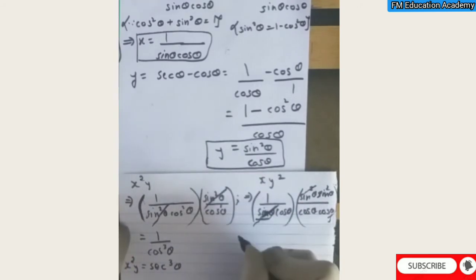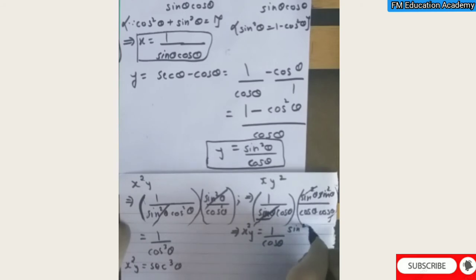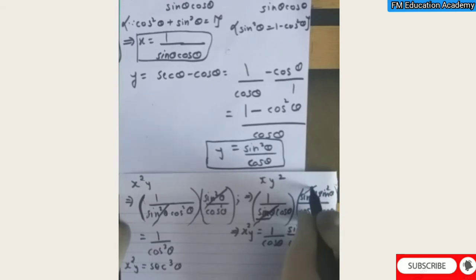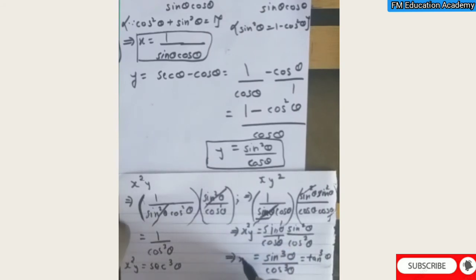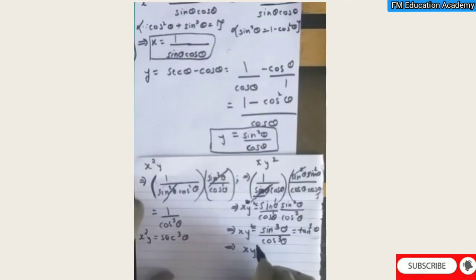Okay, so what we will have? We will have xy square is equal to 1 by cos theta into sin square theta by cos theta into cos theta is cos square theta. And here also we have one sin theta left. Only one sin theta is getting cancelled in the denominator. So sin theta into sin square theta is sin cube theta, because 2 plus 1 is 3. Similarly here, power 1, 2 plus 1 is 3, so cos cube theta. What is sin cube theta by cos cube theta? Tan cube theta. So we got the value of xy square as tan cube theta.